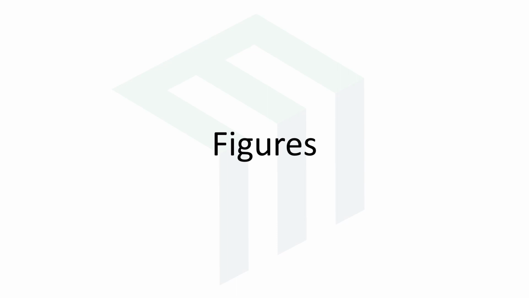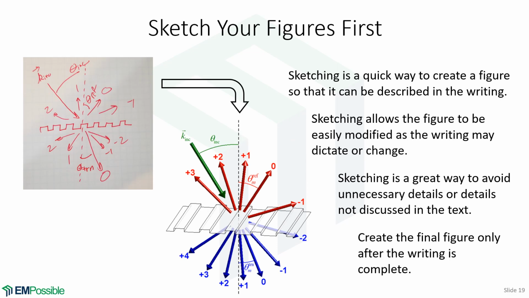Figures. I like to sketch my figure first on paper because I'll sketch the figure and then I'll go and write about it. And as I'm writing, I might realize, oh, I want to point something out in this figure that wasn't initially highlighted, and then I can go back to my sketch and do that. Or then maybe I never discuss a certain aspect and I'll cross it off in my sketch. So it gives me a quick way to put stuff in my figure, and you should really only have stuff in your figure that is pertinent to what you're talking about, that you've called out from the text. You don't want any extra details, and you don't want any missing details.